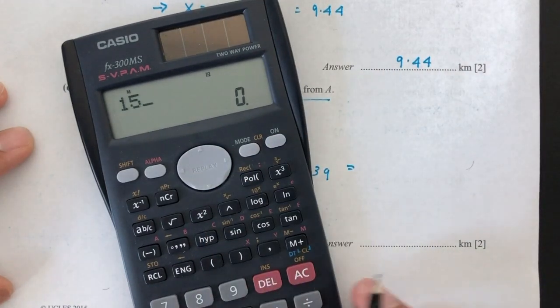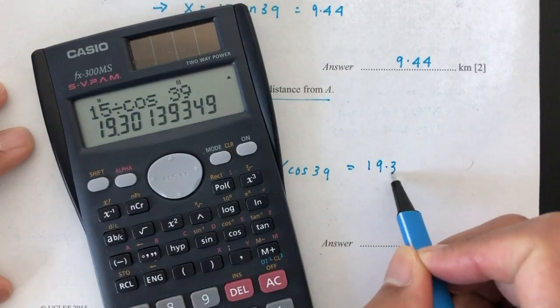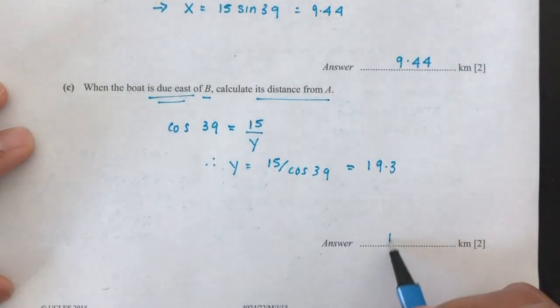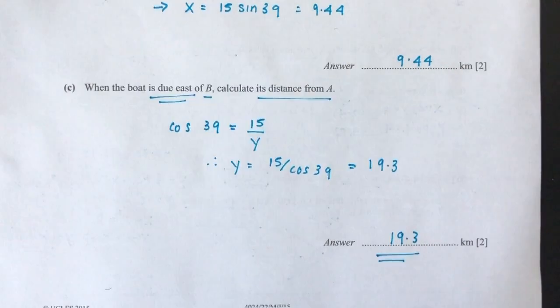So let's do that. 15 divided by cos of 39. That will be 19.3. So that will be the distance of the boat from A at that time. That will be 8.